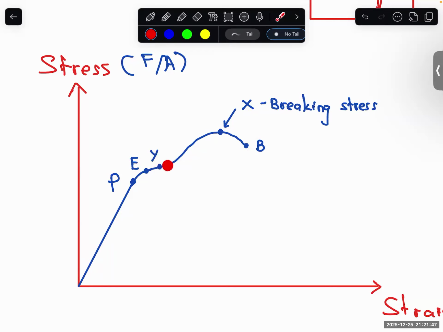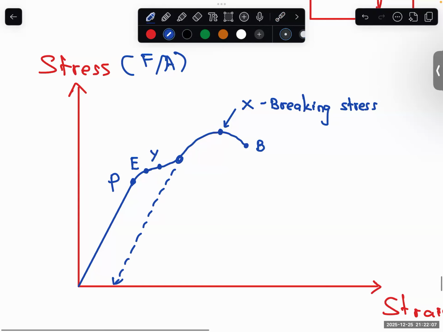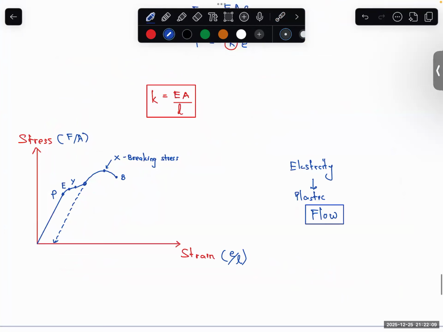So at this point, there will be maximum plastic deformation. And from Y to X, it will be plastic. Okay, no elastic deformity. It's plastic deformity. If you release the force, for example, here, it will come back, but not to the original position. It will have a permanently different initial position. And then the maximum stress, breaking stress, comes.